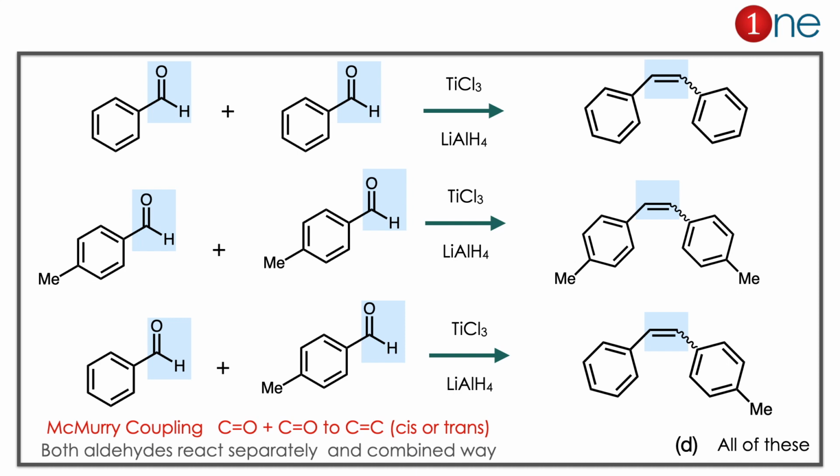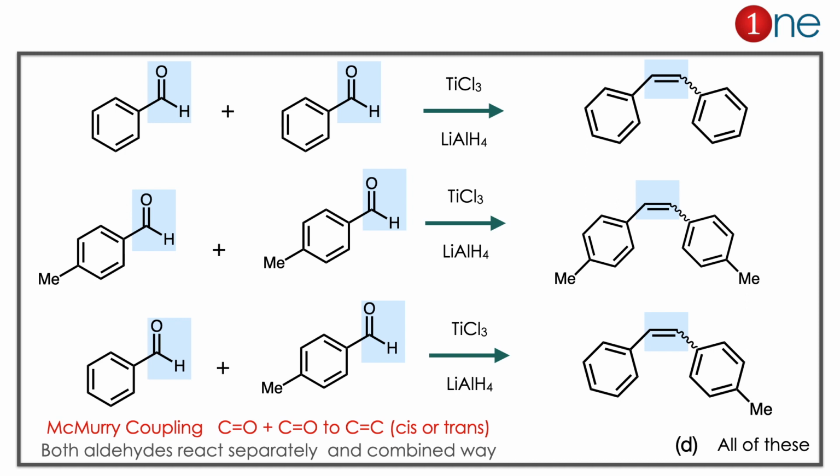This reaction is technically called McMurry coupling. It creates a C-C bond from two carbonyl groups coupling. It is a reductive coupling, so the oxygen is eliminated and a new C-C bond is formed there. Since both reactants are aldehydes, they can be combined individually as well as in a mixed way.